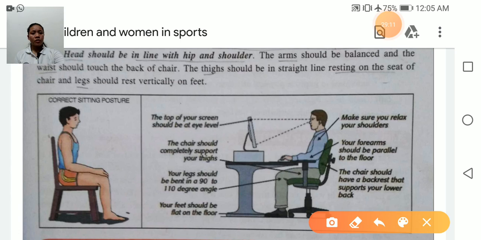For example, your knees should be bent at 90 degrees. Your feet should be flat on the floor. Your hands should rest on the desk, and your screen should be at the level of your eyes. Your backbone should be supported by the chair. Your head should be straight, and your thighs should rest on the chair. This is the correct sitting position.